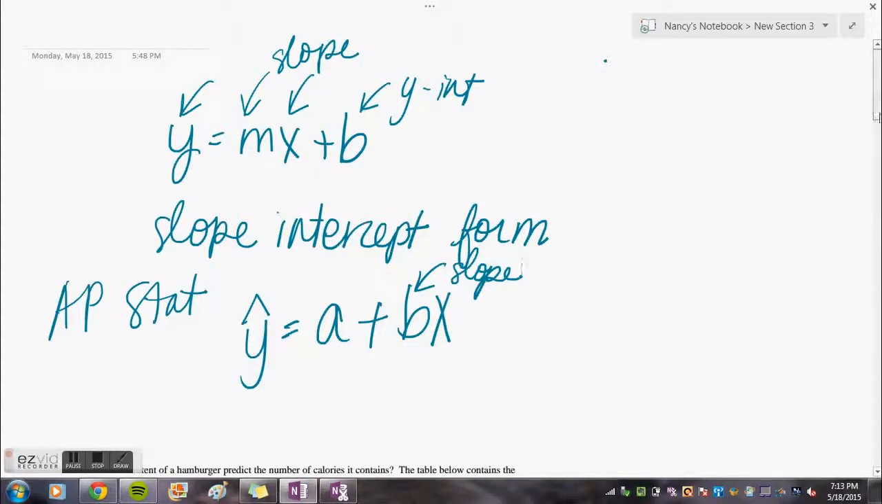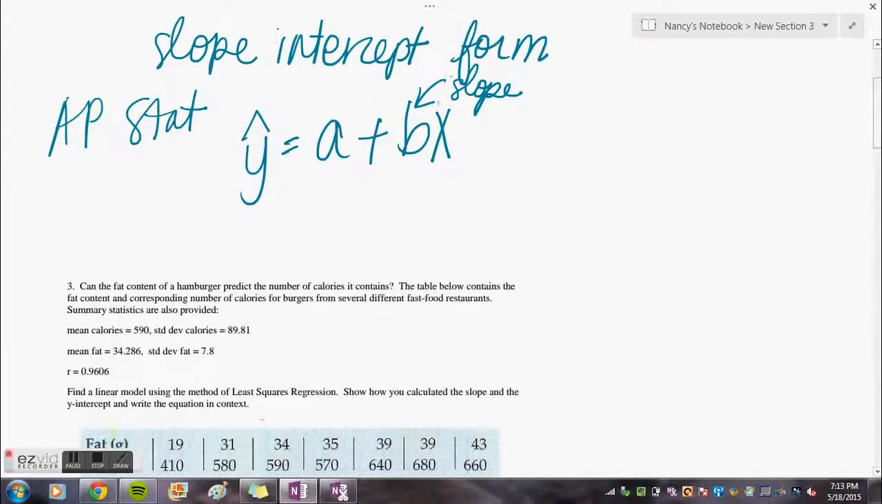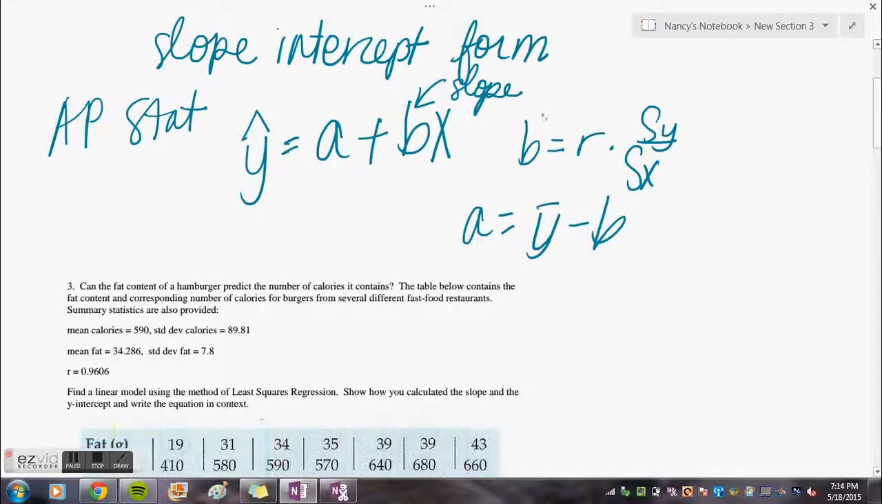So, the equation to find the slope is b equals r times sy over sx, which is the standard deviation of y over the standard deviation of x, times the correlation coefficient. And you should know that from earlier lessons if you've watched any of Hedstrom's videos. And in order to find the value of the intercept, a equals y bar minus b, which is your slope that you just found, times x bar.